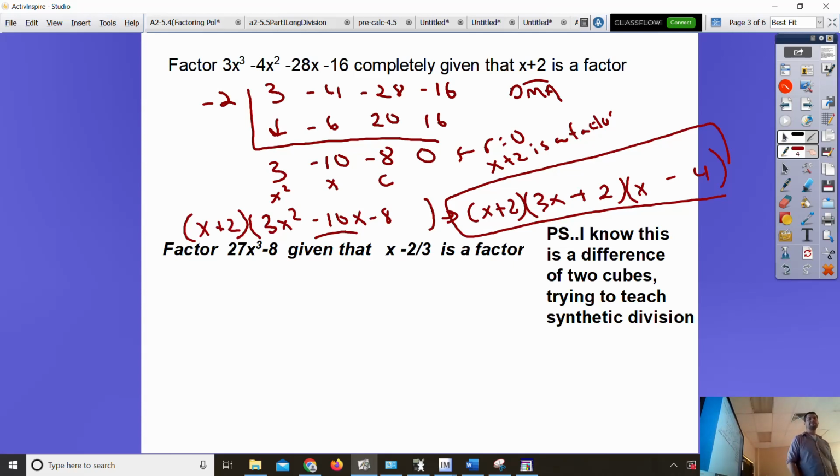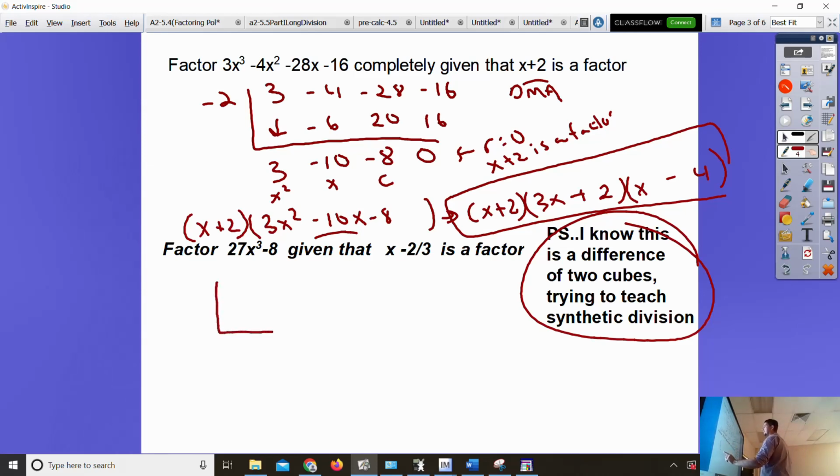using synthetic division. Factor 27x cubed minus 8, given that x minus 2/3 is a factor. You could factor this using difference of cubes, but I'm trying to teach synthetic division. That's what this little note's here about. We're going to have to introduce something called placeholders. Notice the jump from x cubed all the way to a constant. There are no x squareds, there are no x's, and then that bad boy right there.